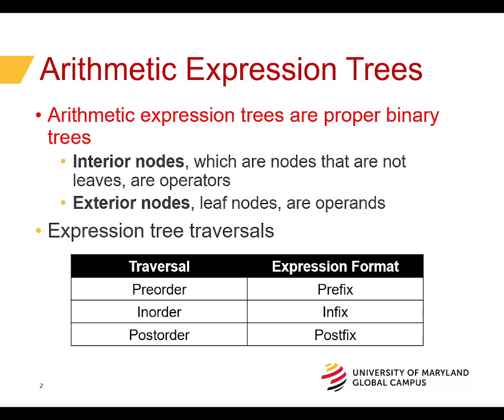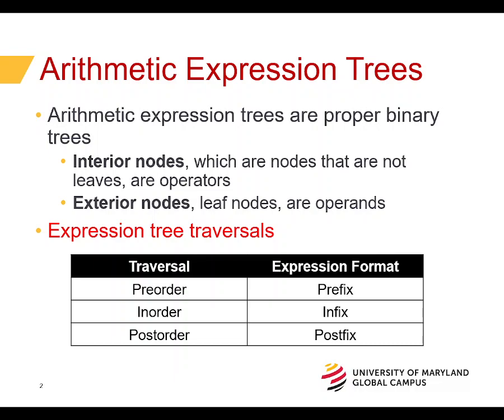Recall that being proper means that every node has either two children or no children. Nodes that have two children, which are the nodes that are not leaf nodes, are called interior nodes. In an arithmetic expression tree, the interior nodes contain operators. Nodes that have no children are the leaf nodes, and in proper trees are also referred to as exterior nodes. In an arithmetic expression tree, the exterior nodes contain operands.